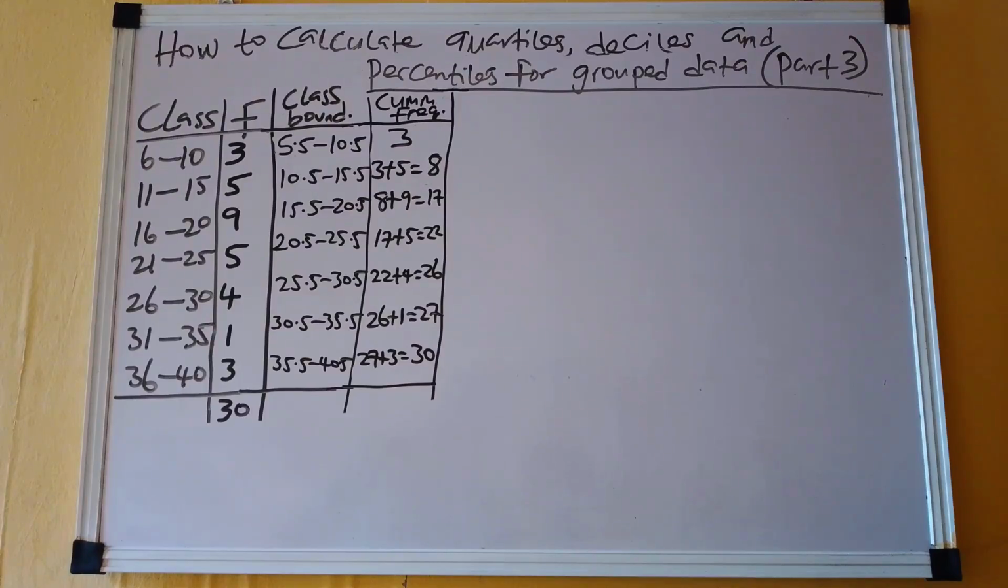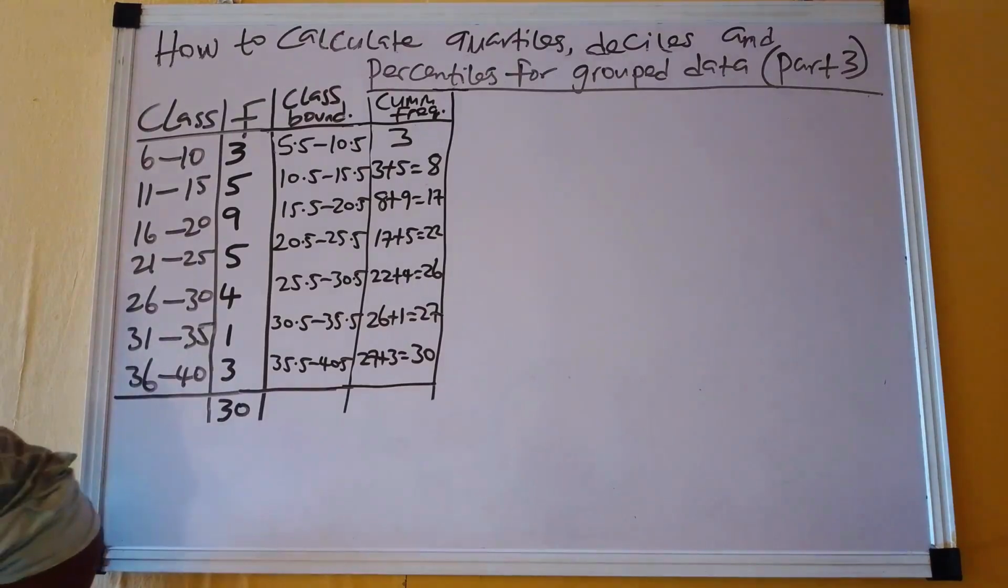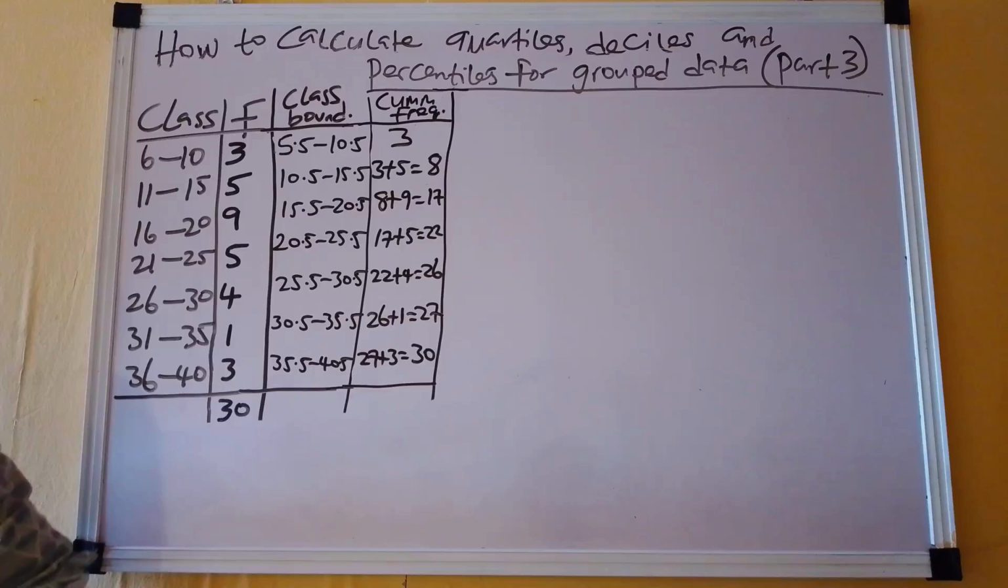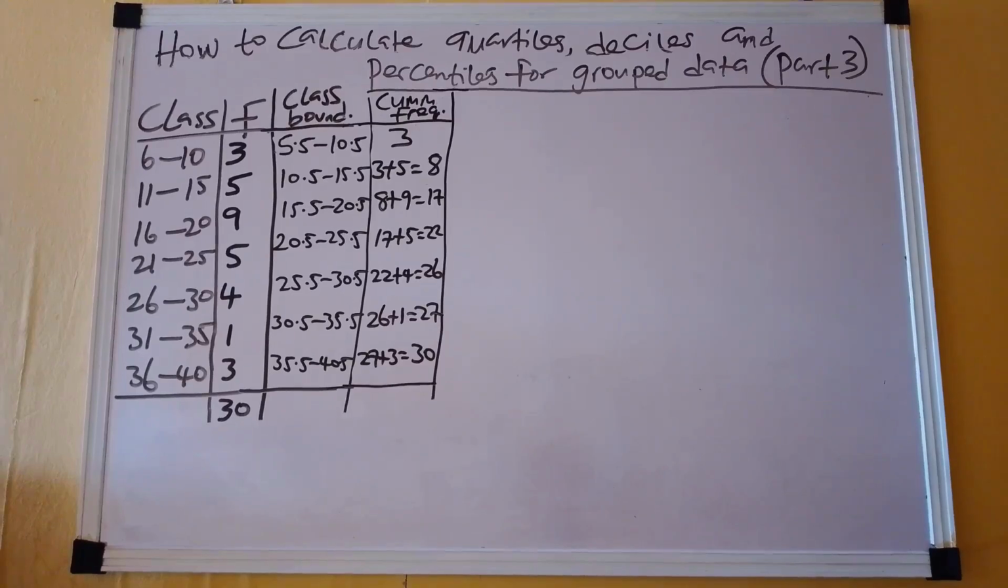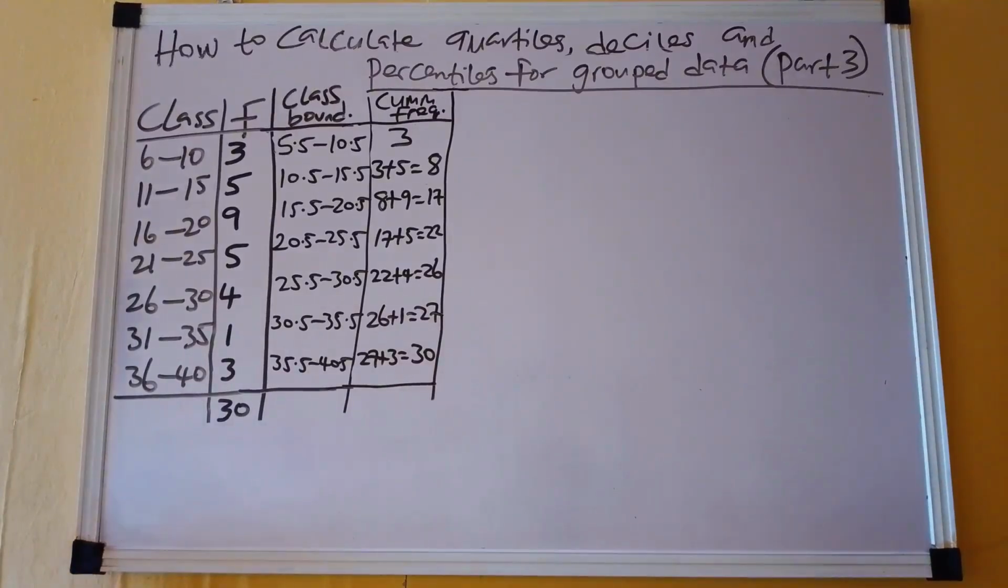Part 1 talked about the calculation of quartiles, deciles, and percentiles for ungrouped data. Part 2 also talked about quartiles, deciles, and percentiles for ungrouped data. We looked at the various equivalents and we were able to prove them using a set of ungrouped data. Today I will be bringing you part 3, and in this part 3 we shall be looking at how to calculate quartiles, deciles, and percentiles for grouped data.